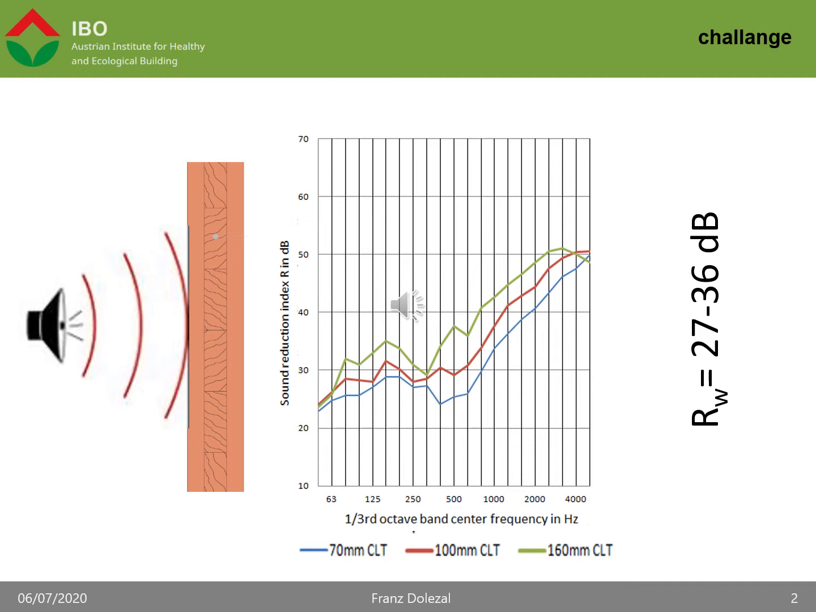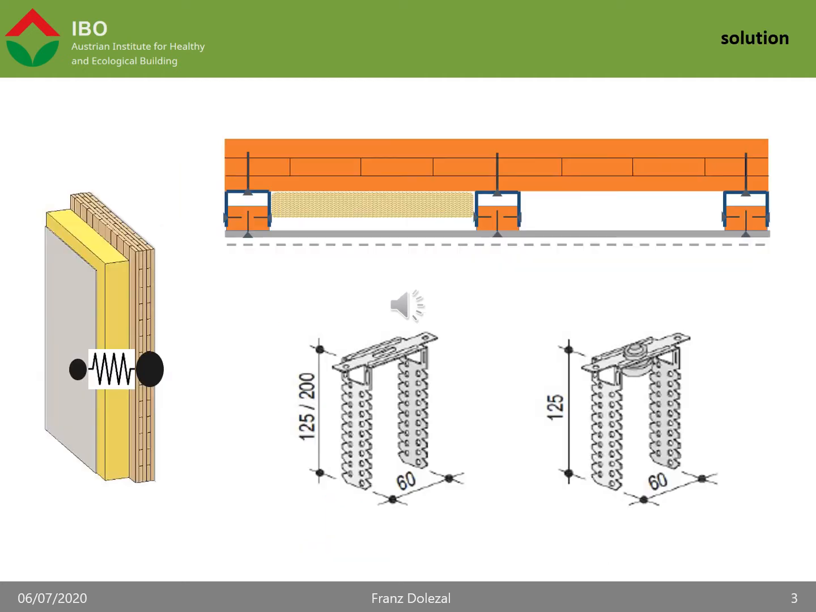This is shown here in this graph for different thicknesses of the slab, as well as for the single number values of the sound reduction index. So the sound insulation of CLT is improved by phasing layers.